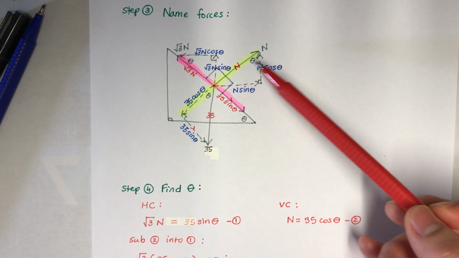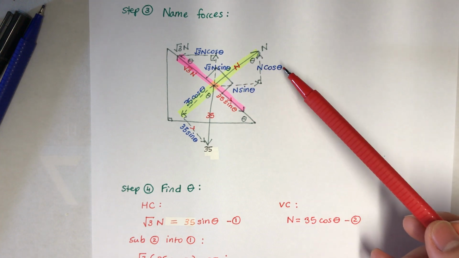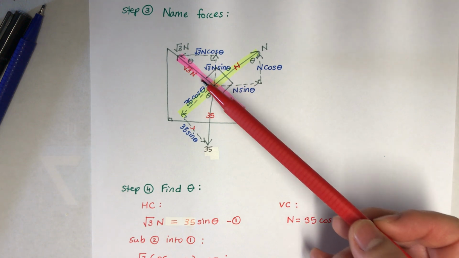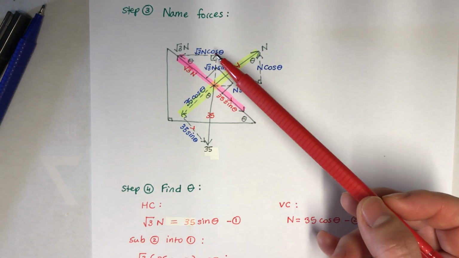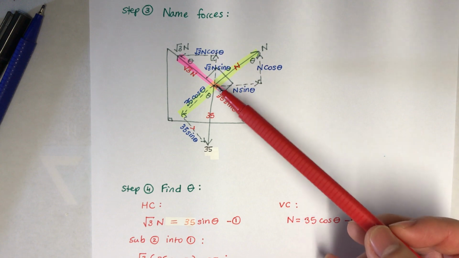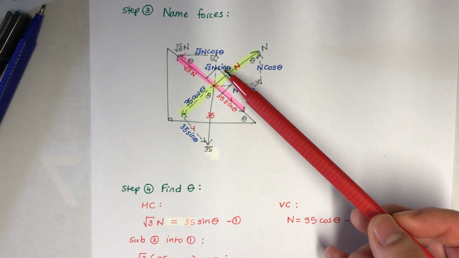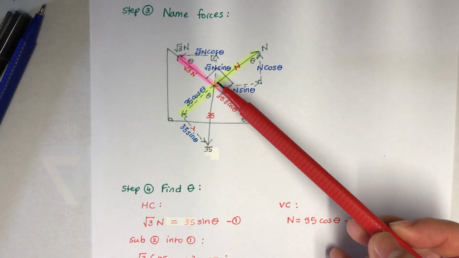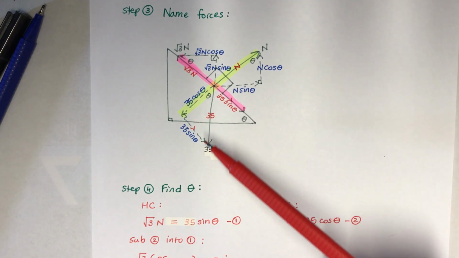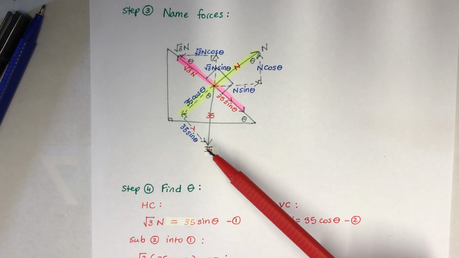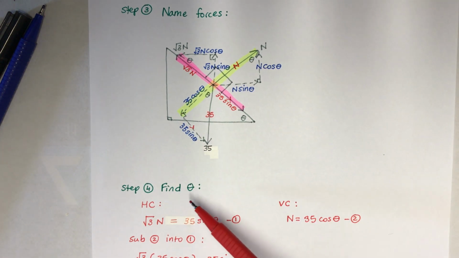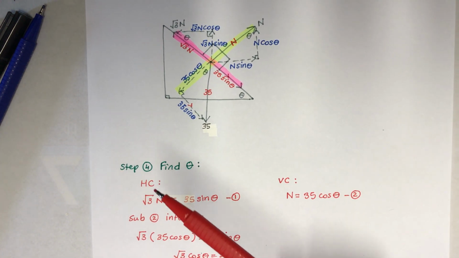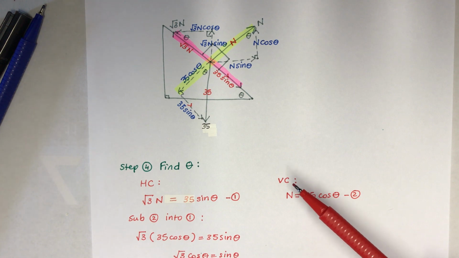So the angles here, that would be N cos theta, that would be N sine theta. And in this triangle, this one is root 3 N cos, that's a root 3 N sine. And here, because theta is here, I will go 35 cos theta, because that's 35, and that's 35 sine theta. Okay, to find theta, we need to actually find the horizontal components and the vertical components.